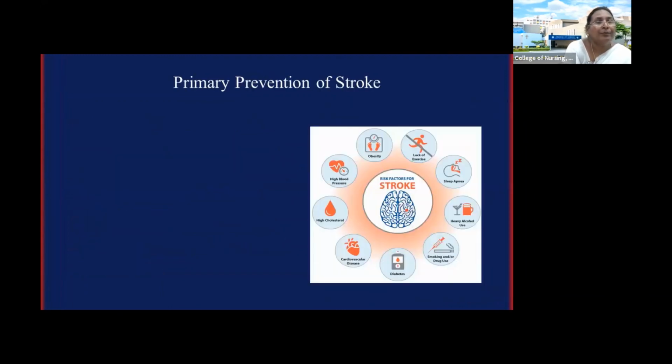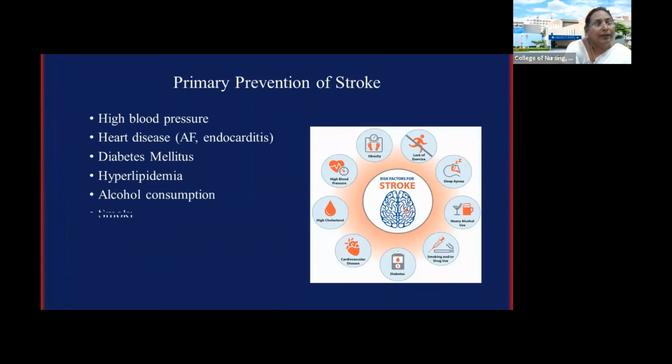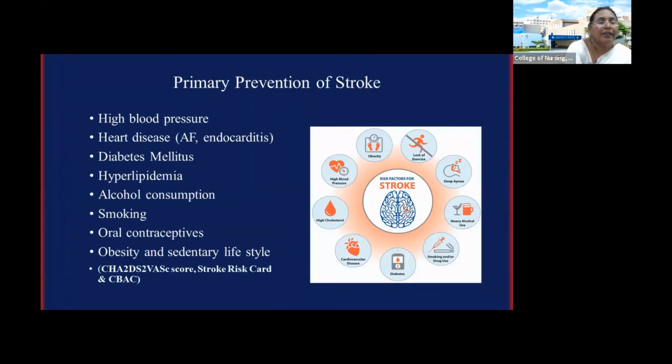Now, going on to the prevention of stroke, primary prevention, these are the aspects that we have to concentrate on. High blood pressure, heart disease, diabetes mellitus, hyperlipidemia, alcohol consumption, smoking, oral contraceptives, obesity. Whatever is there, we may not have everything, but whatever is there, we must make sure that we take care of ourselves to prevent stroke.